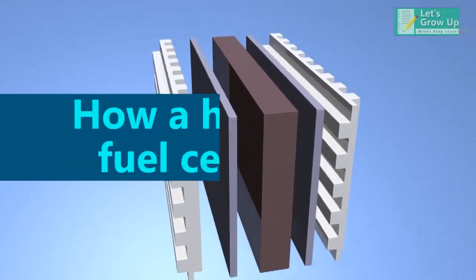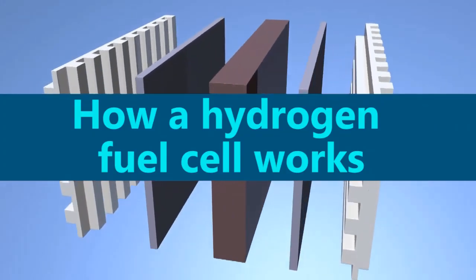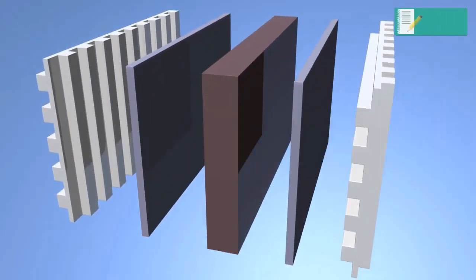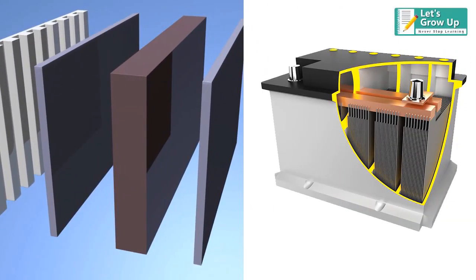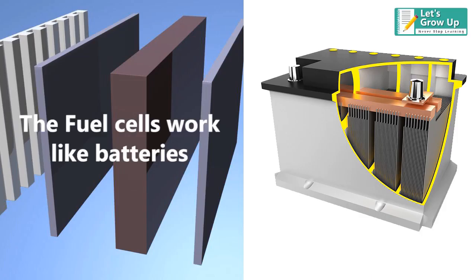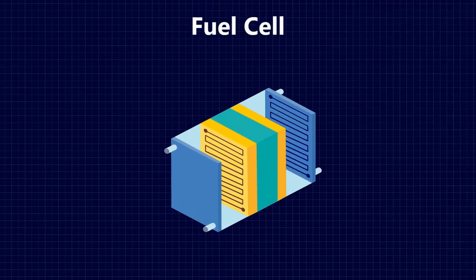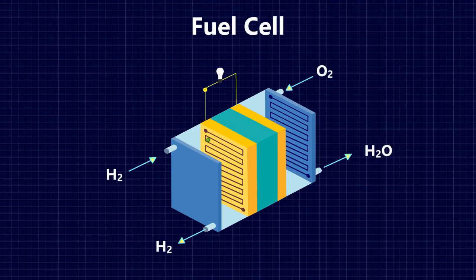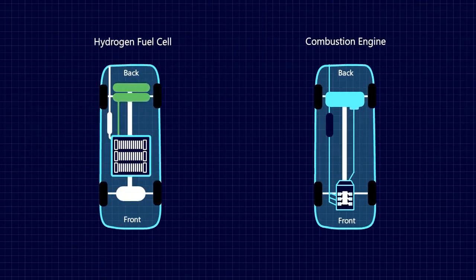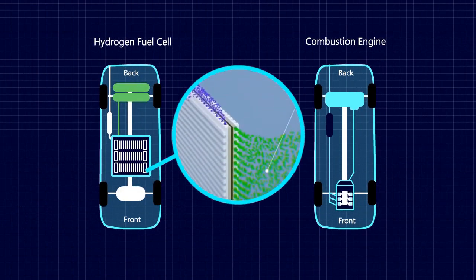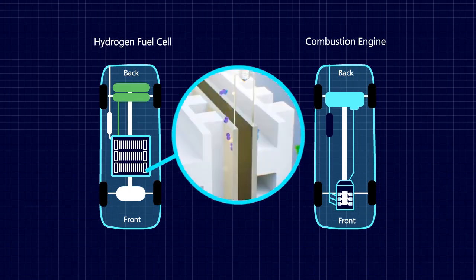Let's learn how a hydrogen fuel cell works. Do you know how a battery works? Yes, the fuel cells work like batteries, but they do not run down or need recharging. They can produce electricity constantly. Fuel cells can operate at higher efficiencies than combustion engines and can convert the chemical energy in the fuel to electrical energy.